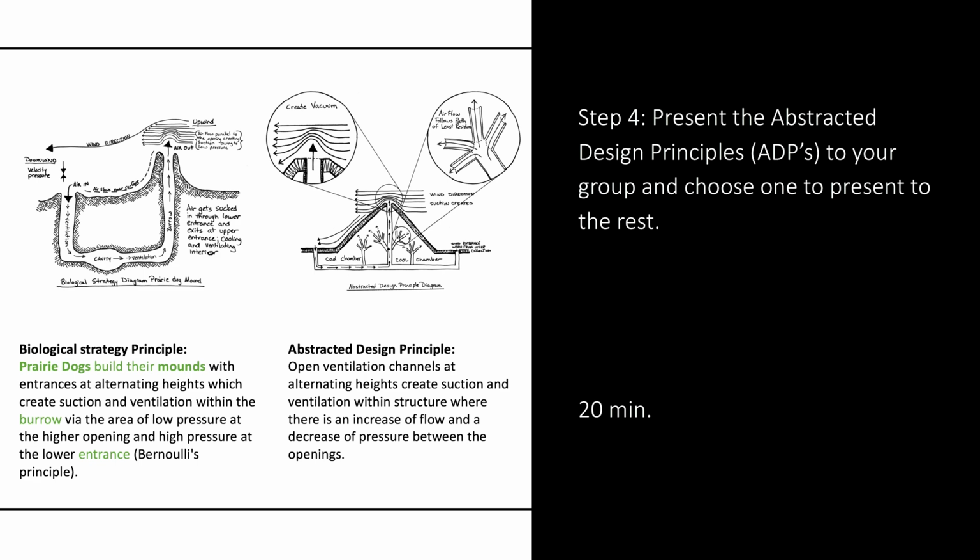In class, we presented the abstracted design principles to your group, and then you chose one to present to the rest. At this moment, it would be a good time, if you have another colleague with you, even if they're from another group, to present it to them and see if they understand it. You could even present it to your roommates or to your parents or anybody else, and then you can get some feedback if it's understandable or not. Let them describe your abstracted design principle diagram and see if they know what's going on.